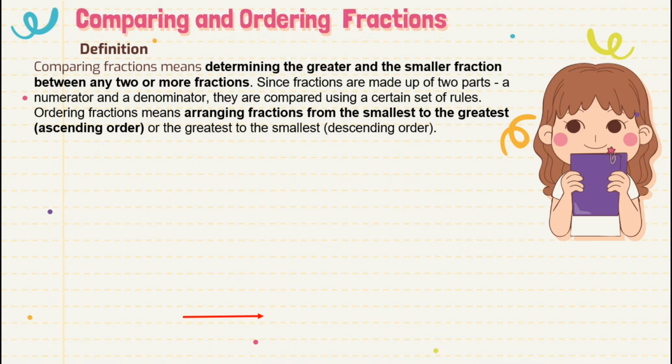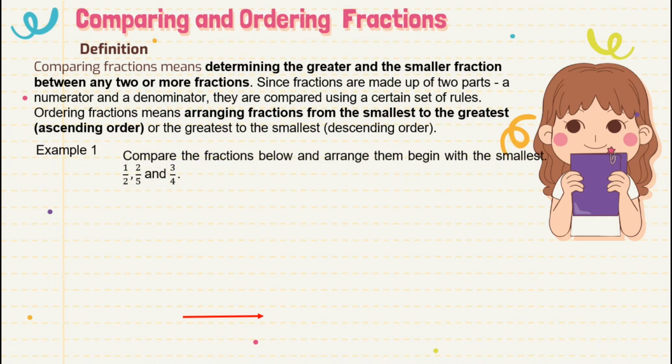Since fractions are made of two parts, a numerator and a denominator, they are compared using a certain set of rules. Ordering fractions means arranging fractions from the smallest to the greatest, ascending order, or the greatest to the smallest, descending order. Example 1. Compare the fractions below and arrange them, beginning with the smallest: 1/2, 2/5, and 3/4.